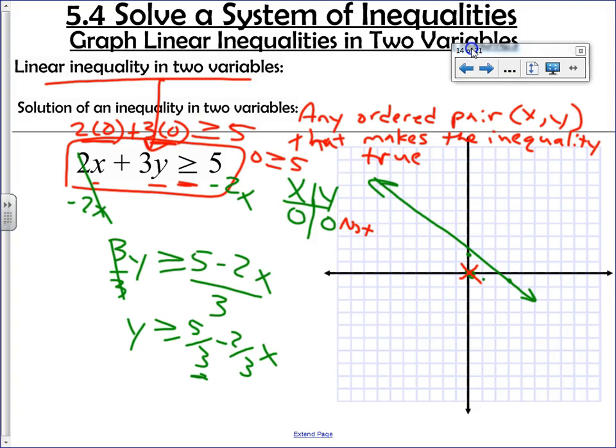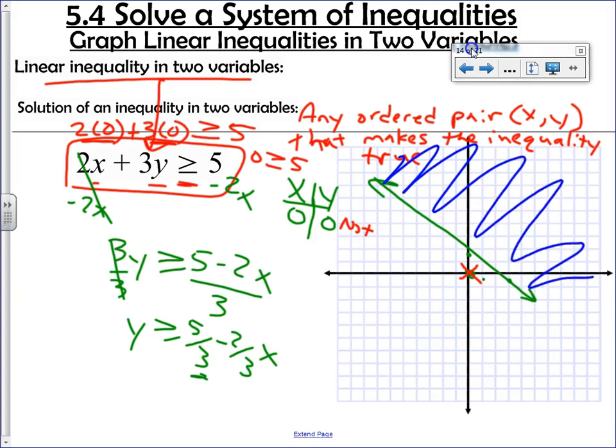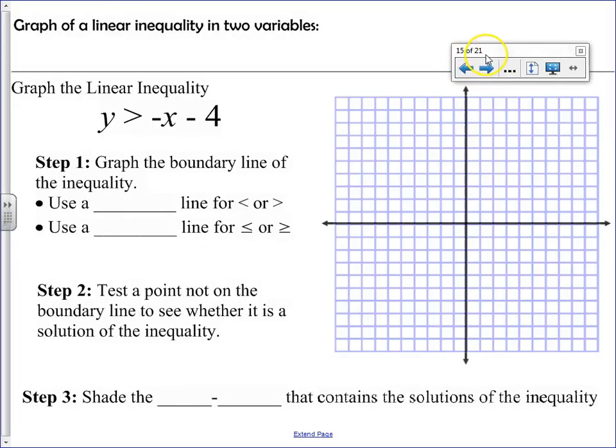And so as we saw before, anything on this side of the line will not be a solution. So I know anything on the other side will be a solution. So I can shade those in. Those will be all the solutions to the inequality. So let's go through a couple more examples as we take a look at that.